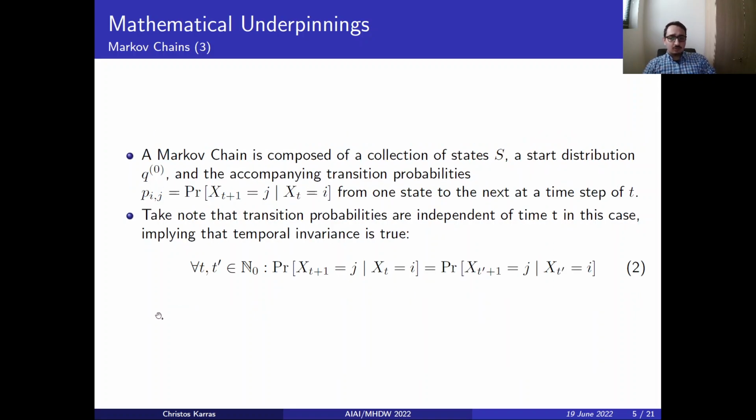A Markov chain is composed of a collection of states S, a start distribution q_0, and the transition probabilities P_ij. Here we have the P_ij, which are the transition probabilities from one state to the next state at a given time step t. Take note that these transition probabilities are independent of time t in this case, implying that temporal invariance is true. The temporal invariance is given in equation 2.